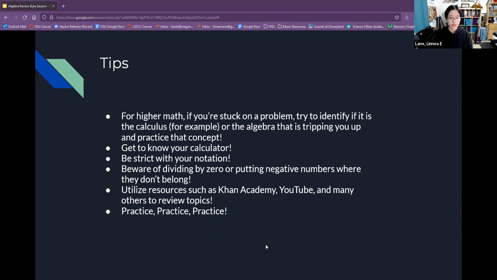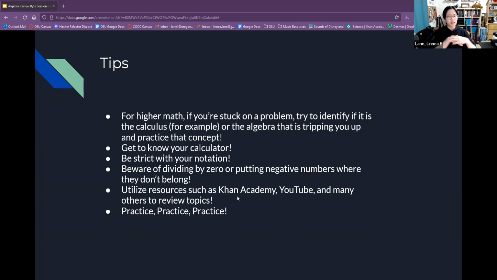Another big rule in algebra is beware of dividing by 0 or putting negative numbers where they don't belong, such as in logarithms. You can't do that. That gives you an undefined value. Utilize resources such as Khan Academy, which is one of my favorites, and YouTube channels. There are so many other places you can go online to get resources, or you can contact people you know through Discord or in person, or come to a study session. Those are also great ways to get help.